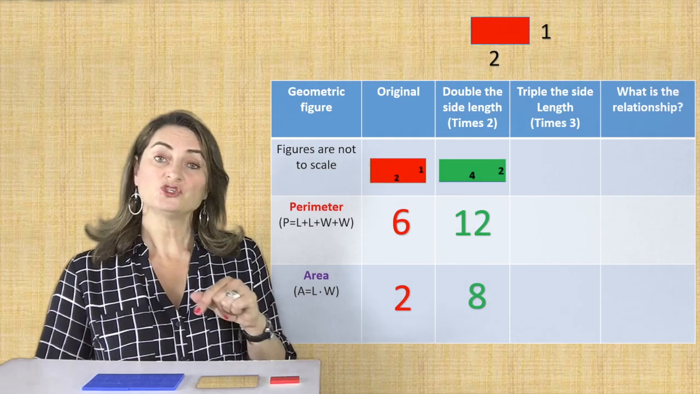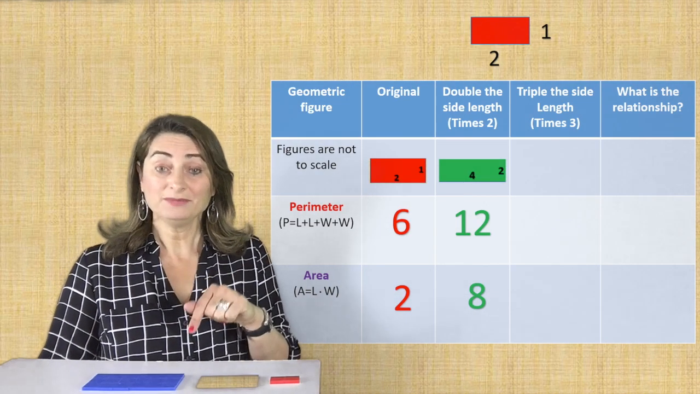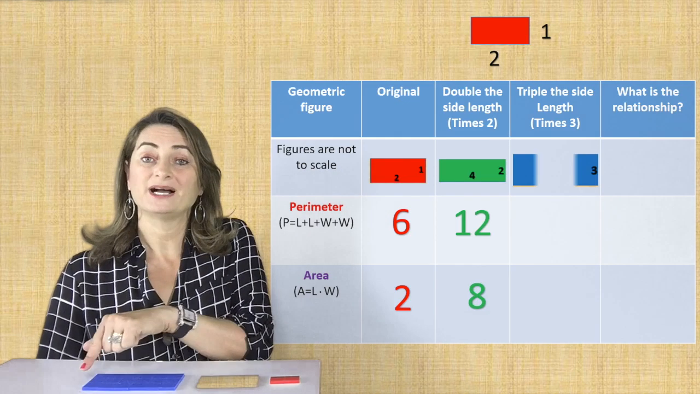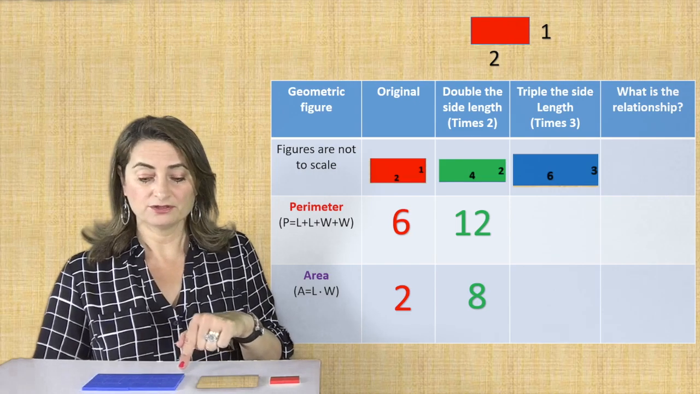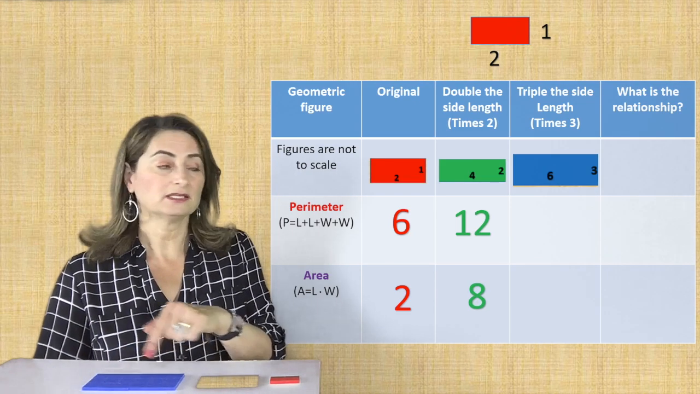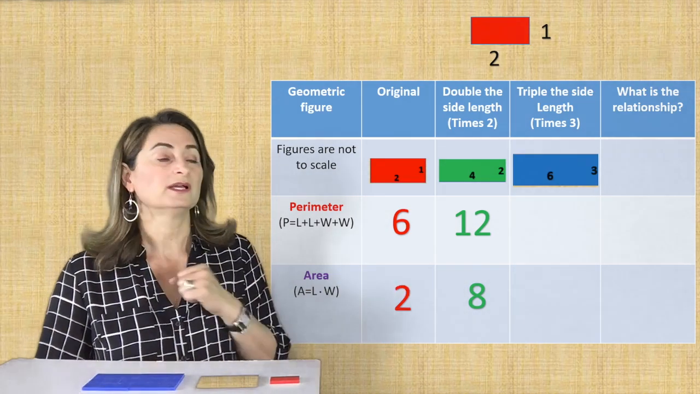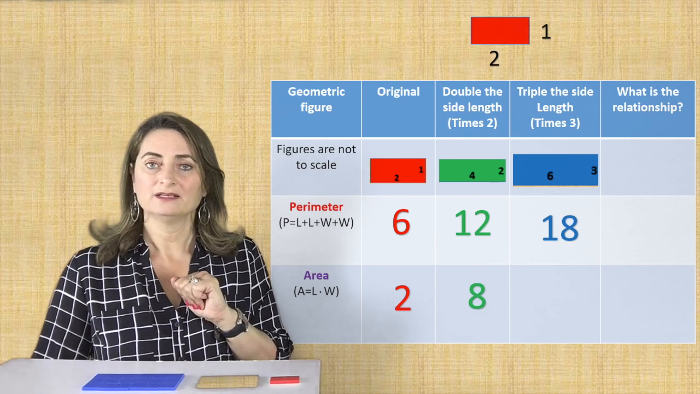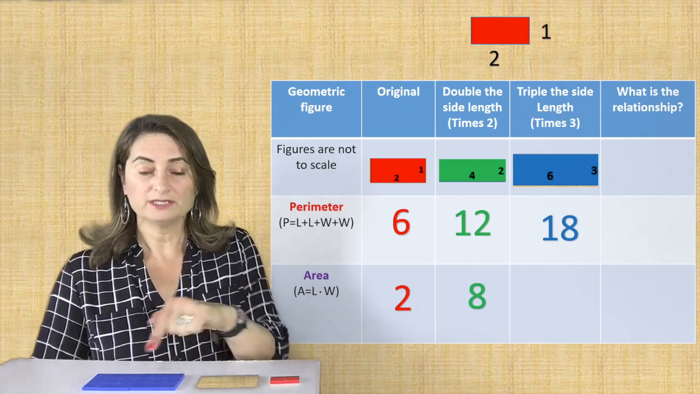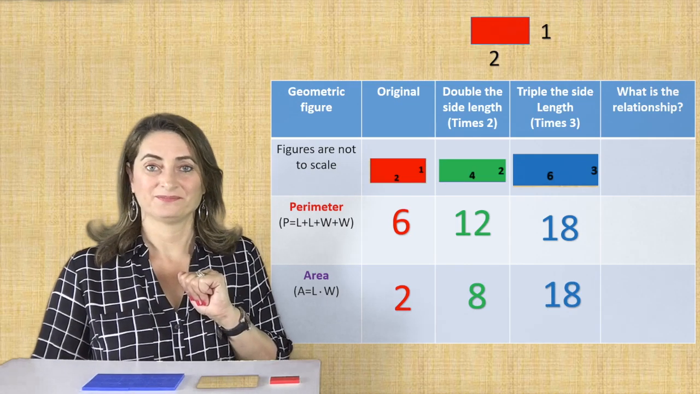Now, what if you triple the side length? That means now you have 3 by 6. What is the perimeter? Add up all the sides. 3 plus 3 and 6 plus 6 gives you 18. And the inside, which means the area, length times width, 3 times 6 equals 18.